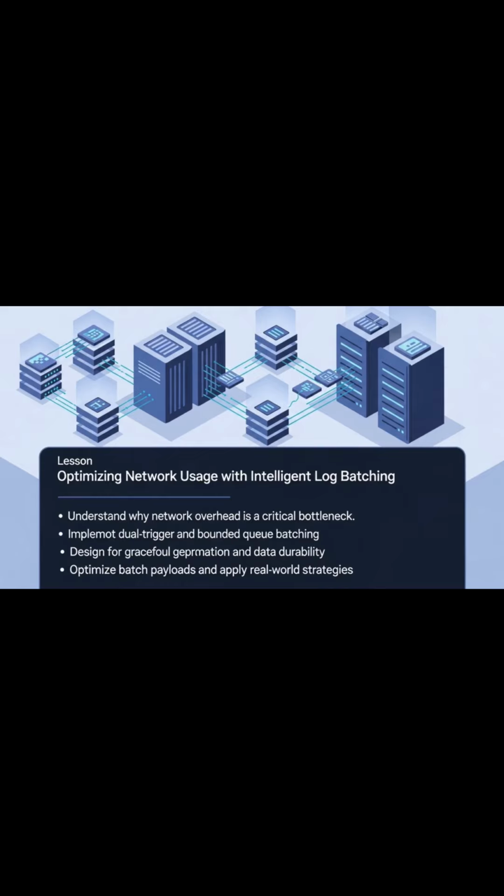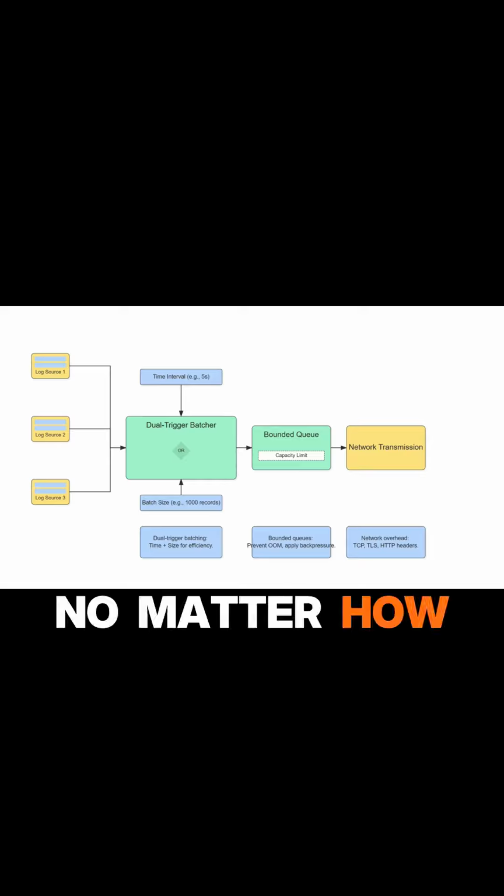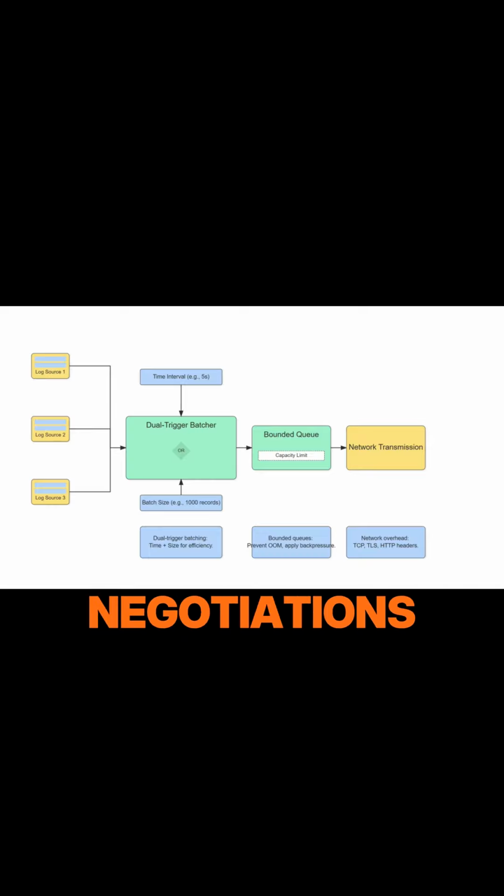Let's get started. Let's first understand the core problem. The network is your bottleneck. Every single log transmission, no matter how small, incurs significant overhead. Think about it. TCP handshakes, TLS negotiations, HTTP headers, and even kernel context switches. At scale, this overhead isn't just a minor cost, it dominates your infrastructure expenses.